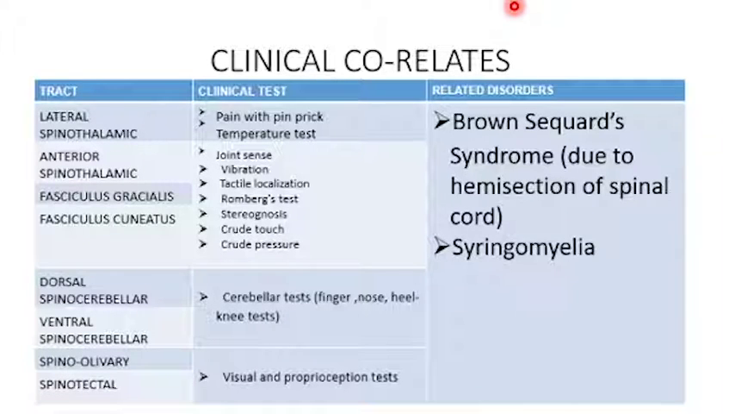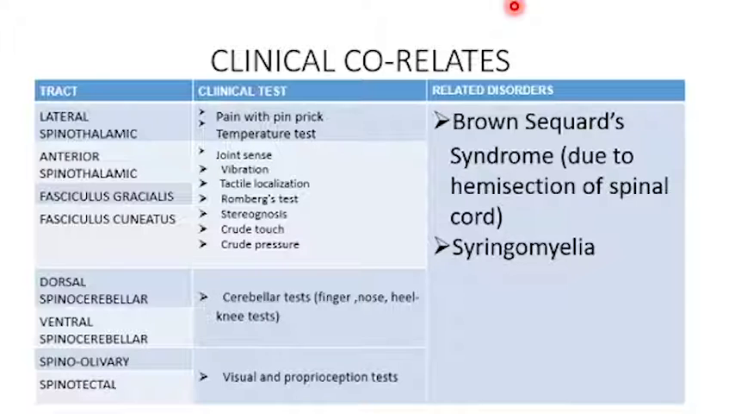So how do we correlate this clinically? One, if you're assessing the lateral spinothalamic tract, it's best assessed using either the pinprick or the temperature test. If you're assessing the anterior spinothalamic tract, the fasciculus gracilis and cuneatus, then our examination will include joint sense, proprioception, vibration, tactile localization, a Romberg's test, and the like.